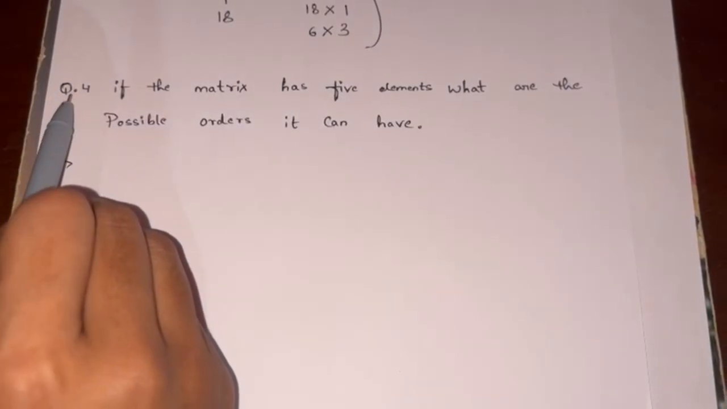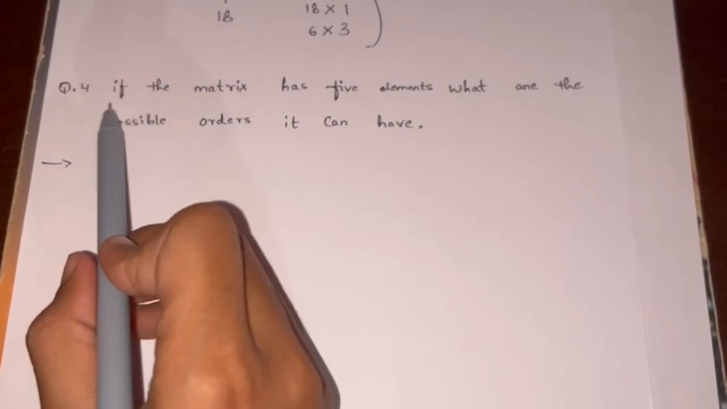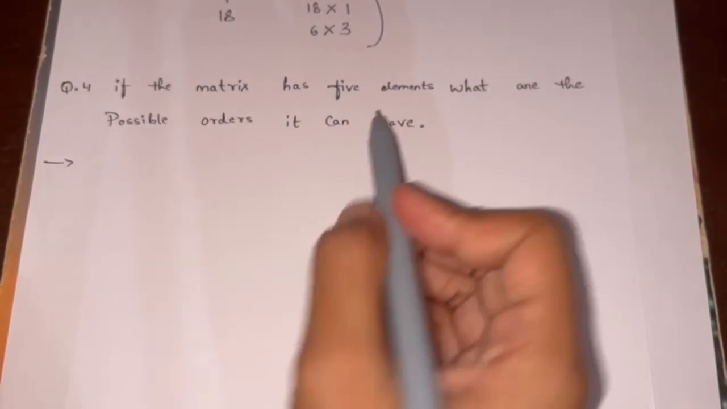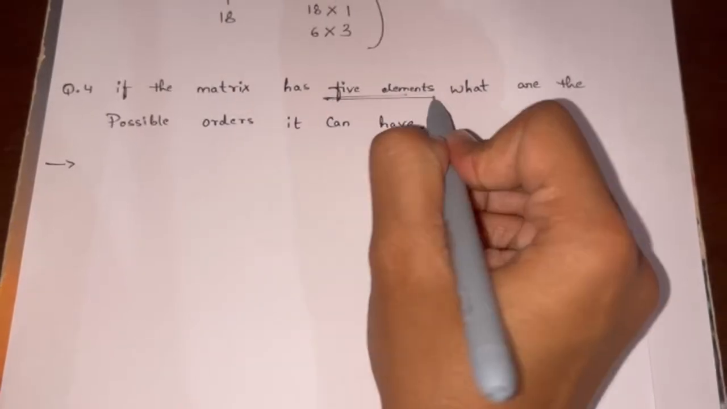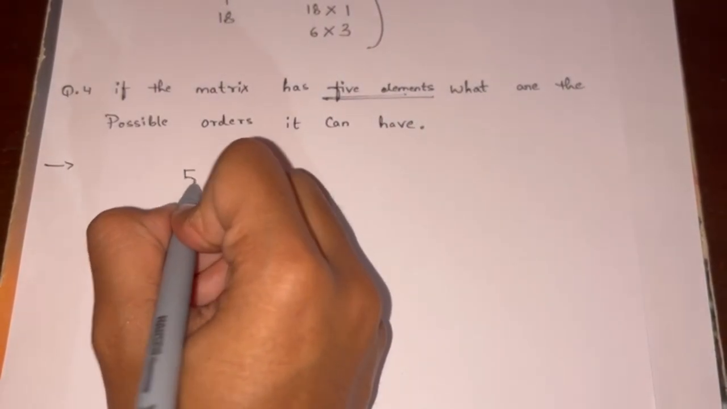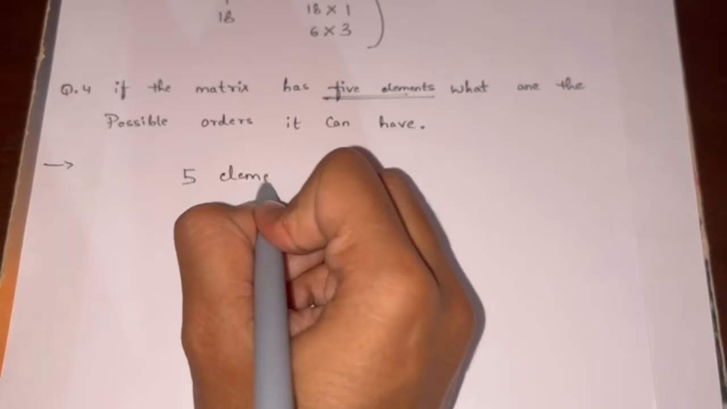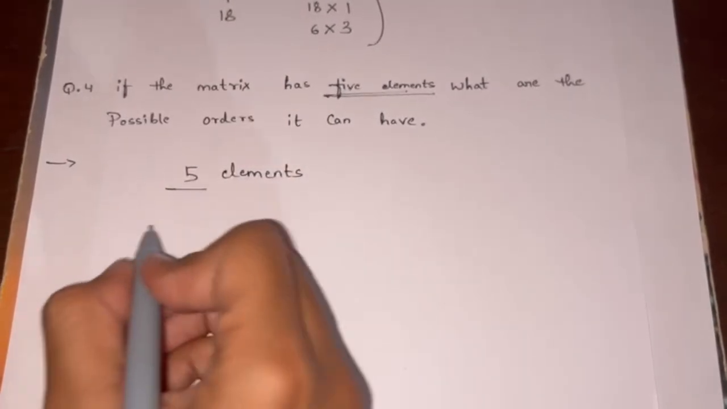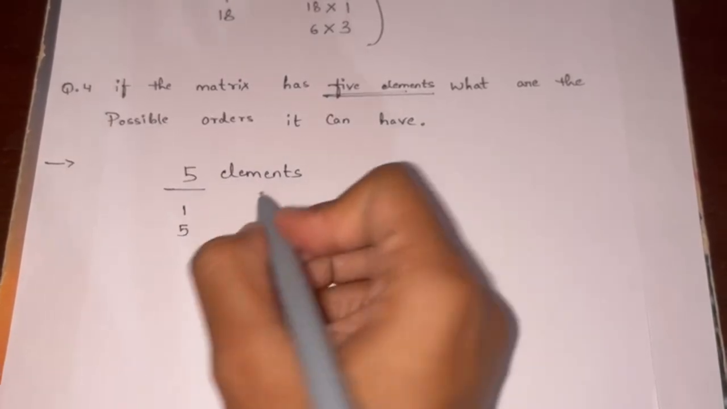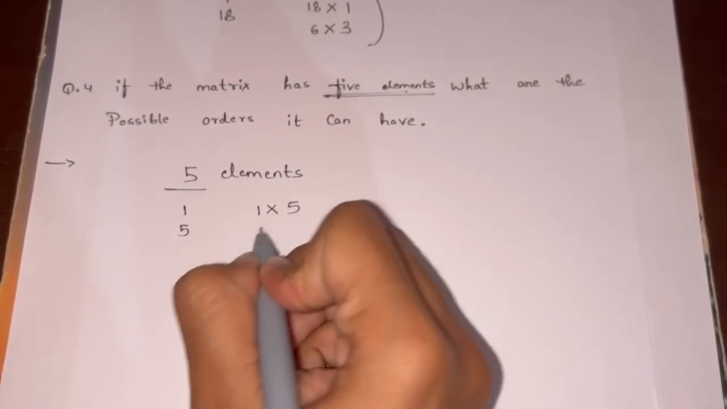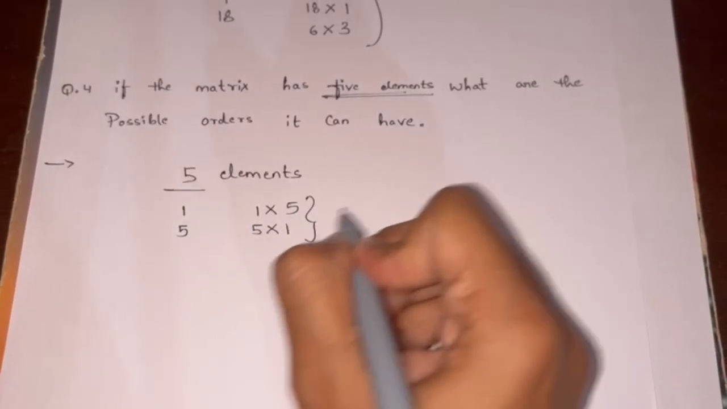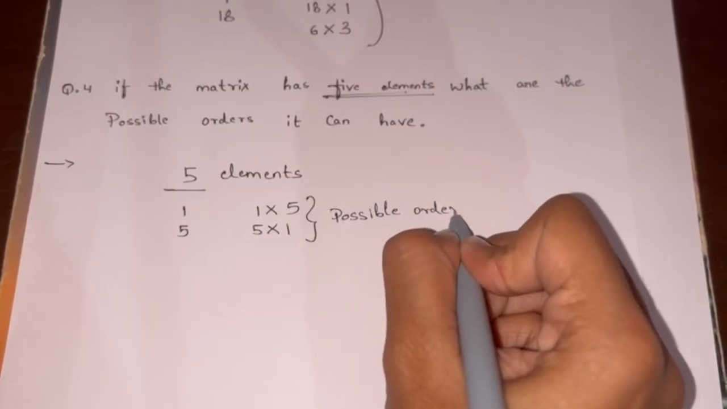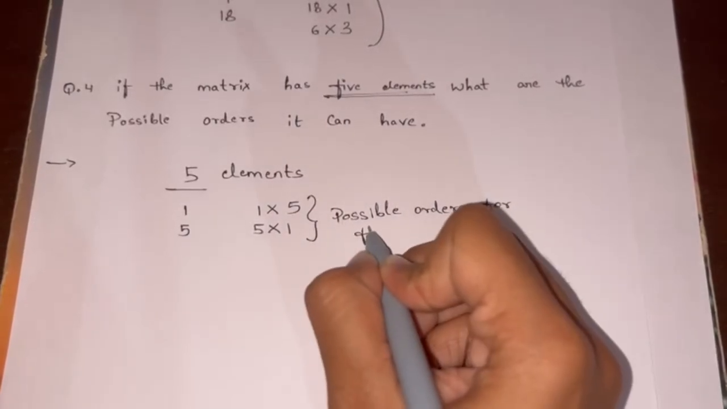So moving further with our fourth question of the exercise, that is, if the matrix has 5 elements, what are the possible orders it can have? So here the question is the same as the previous two questions. Here we have to find the order of a matrix if it has 5 elements in it. Nothing but, as I said, you just have to find the factors of 5, that is nothing but 1 and 5 itself, and write it down. 1 into 5 and 5 into 1. So we get the possible orders for 5 elements.